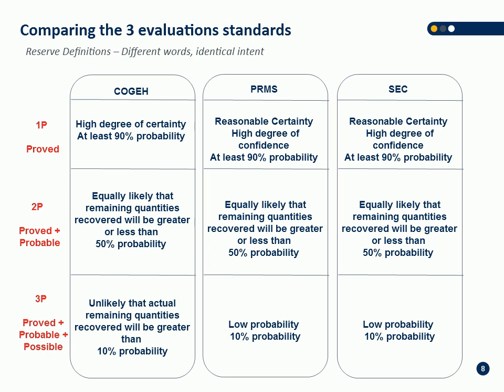You can see that the SEC and PRMS, after that final rule change in 2009 by the SEC, they adopted the PRMS proof. So they're identical for 1P, 2P, and 3P. There's some slight differences between COGI definitions and PRMS, but they have identical intent. They're supposed to come up with the exact same reserves volumes based off the definition.